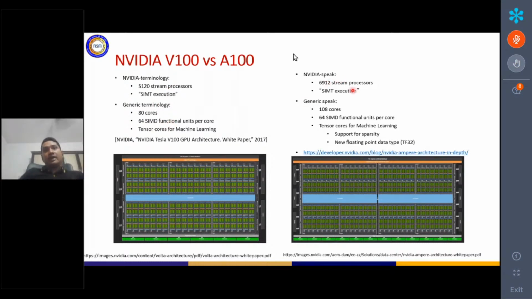And the Ampere series having this A100 having around 7,000 stream processors, which can be interpreted as 108 cores with 64 SIMD functional units. Okay? So these are the processing cores or these SIMD stream processors that you can see here. It has L2 cache also, and it has also dynamic memory or DRAM, which is this HBM2 that you are seeing here, and their interface that is available on this particular system.